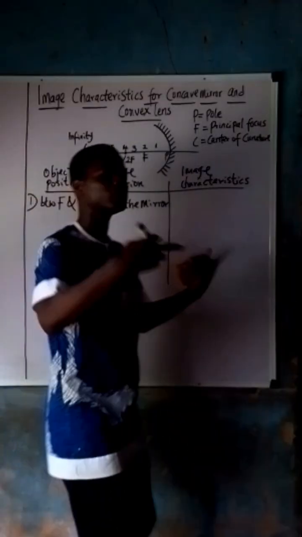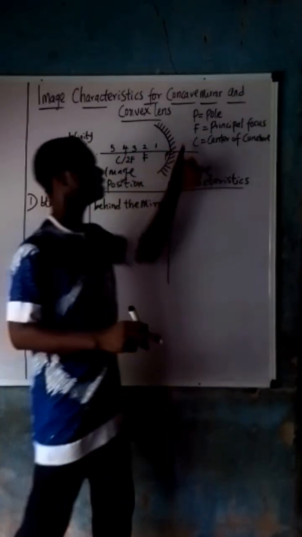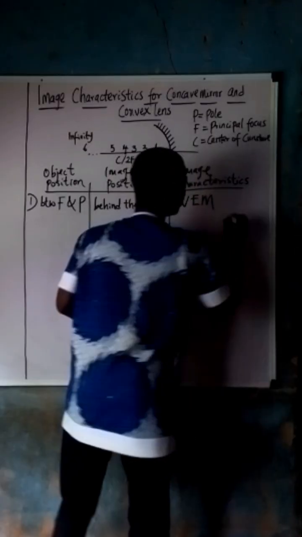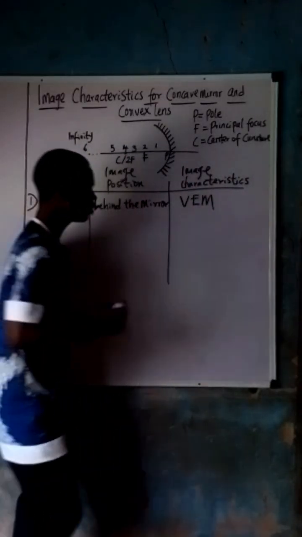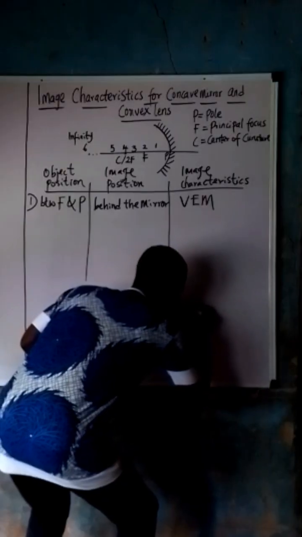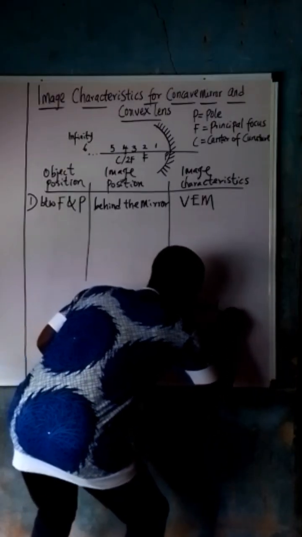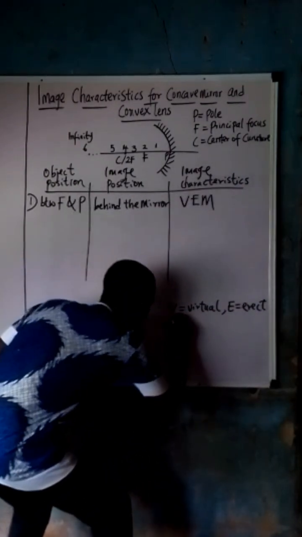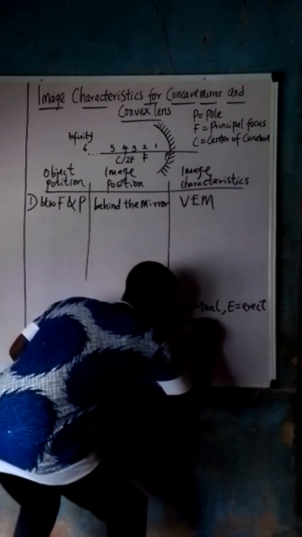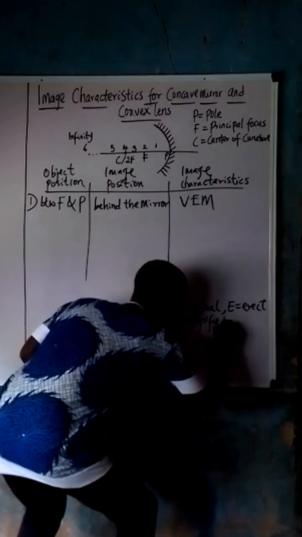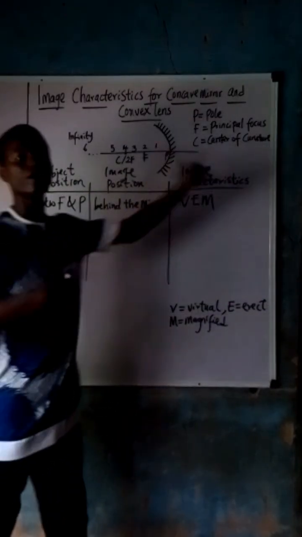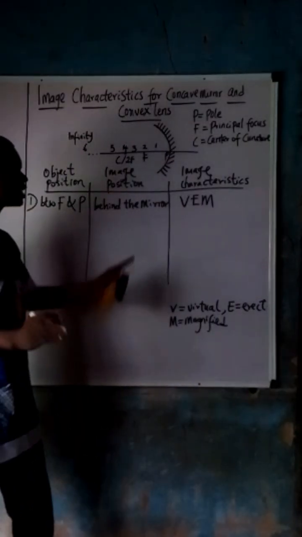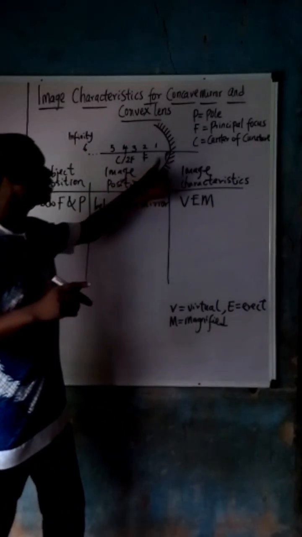Now, how will the image look? We have agreed that it will be formed behind the mirror. How will it look? The answer is VEM, where V stands for virtual, E stands for erect, and M stands for magnified. So the image formed will be virtual, erect, and magnified. That is for when an object is placed between F and P.